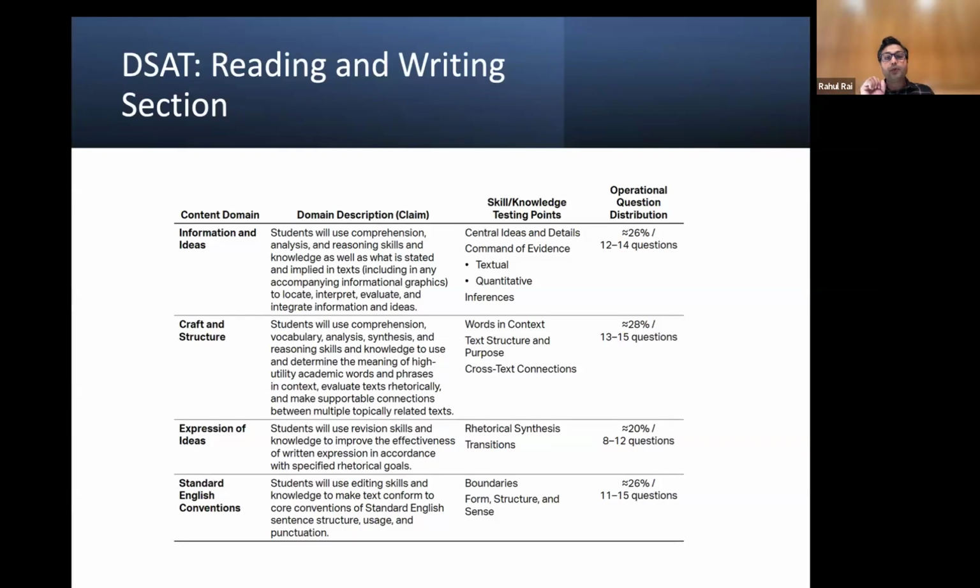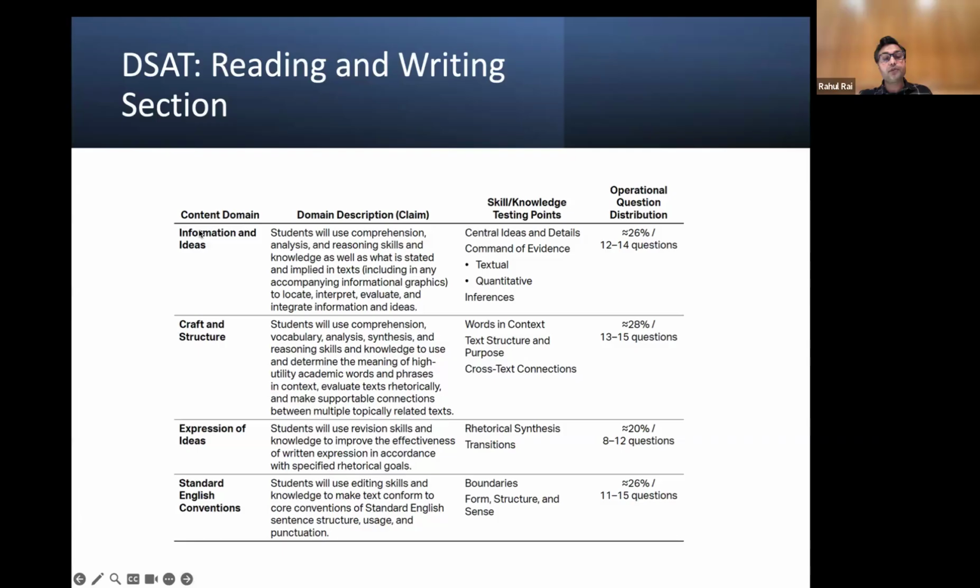So here we have broken down the reading and writing section. That's one major section, but it can be further broken down into 4 sections. Those sections are information and ideas, craft and structure, expression of ideas, and then standard English conventions. These are the 4 subtopics under the reading and writing section.